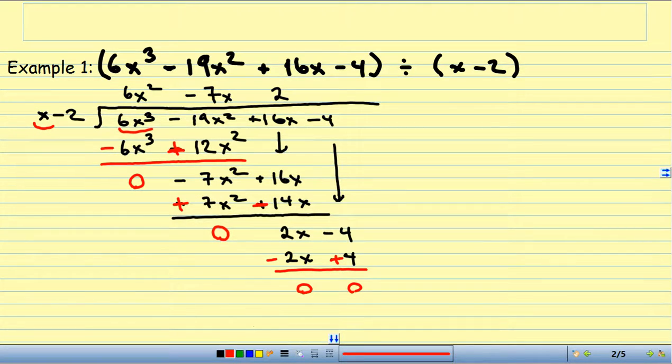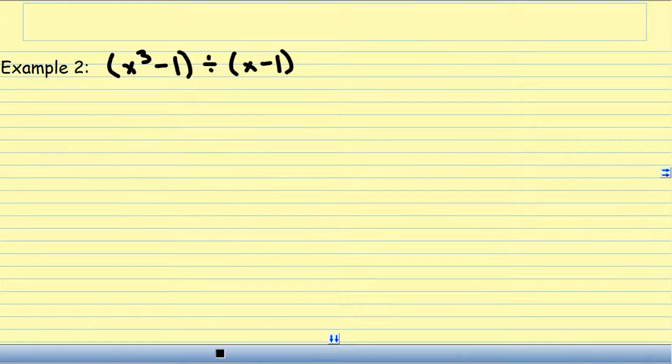Go back up at the top. If you don't see a sign between, put a plus. And we're done. So our answer is 6x squared minus 7x plus 2. Yay! I've cleansed the diamond.